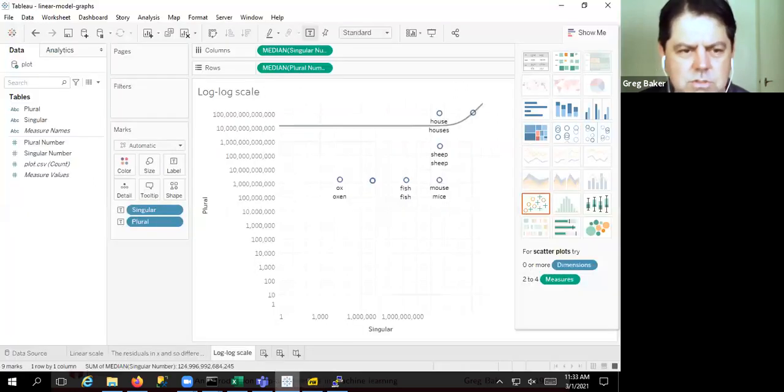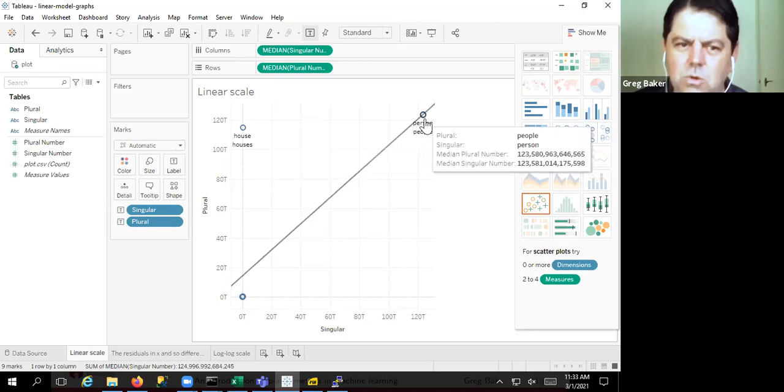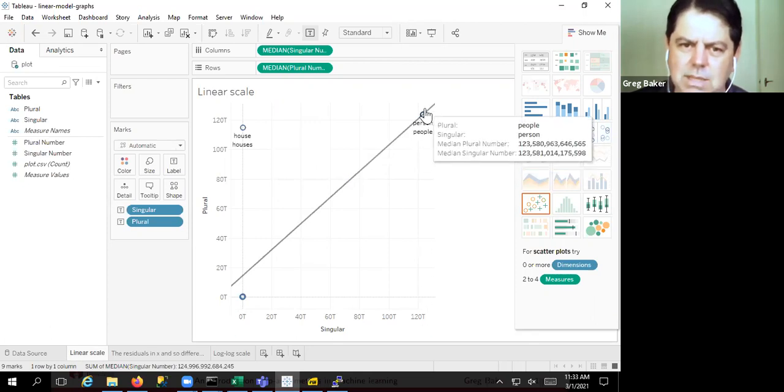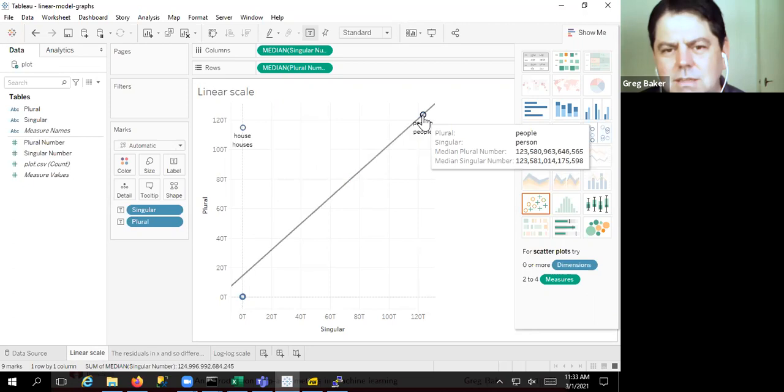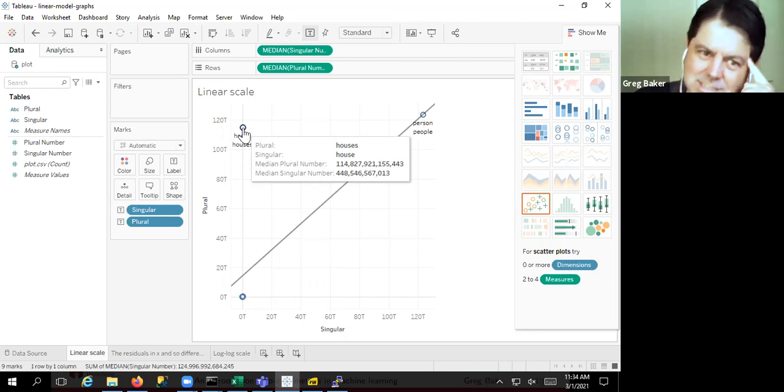It might be easier to actually show it in Tableau here. So I've got person and people, and you can see them because they're quite long words. When you ASCII encode person, which is my X value here, the singular number is whatever it is, 123 trillion. And if I look at, say, house, the singular number here is about 448 billion, which is tiny. But because houses has 6 letters in it, it ends up with like 114 trillion as the Y value.